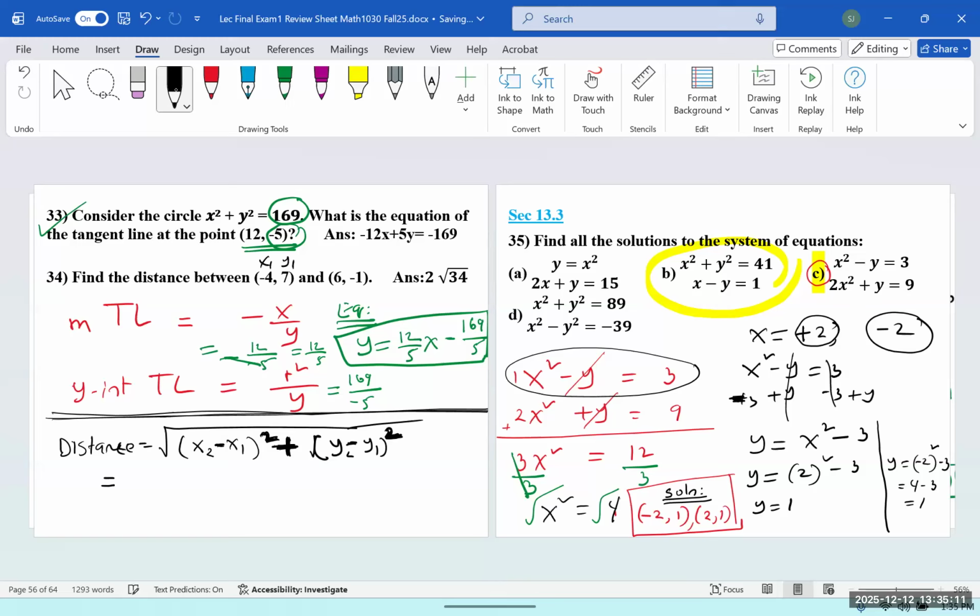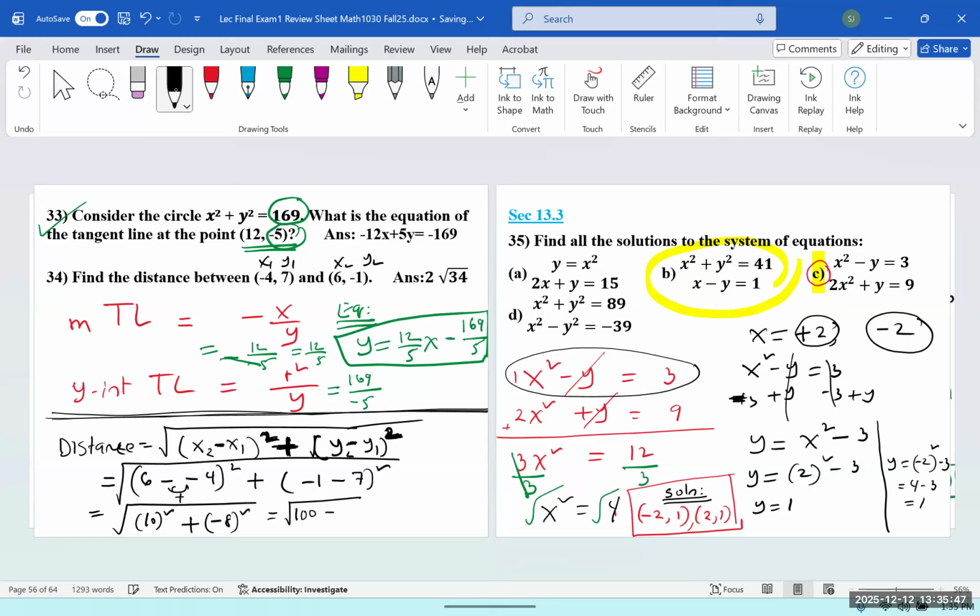So x1, y1, x2, y2. We have 6 minus -4 squared, and then we have -1 minus 7 squared under the radical. Double negative turns into positive. So we have 6 plus 4, which is 10 squared. And then we have -1 minus 7, -8 squared. So we have 100 plus 64, which is 164.